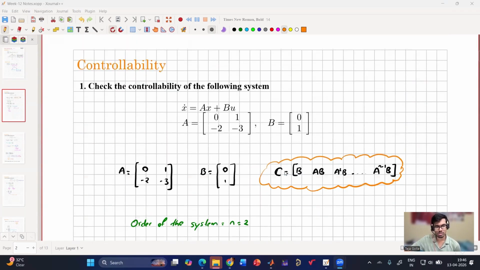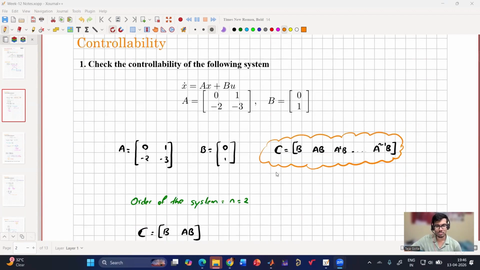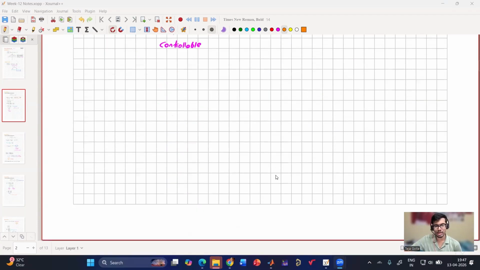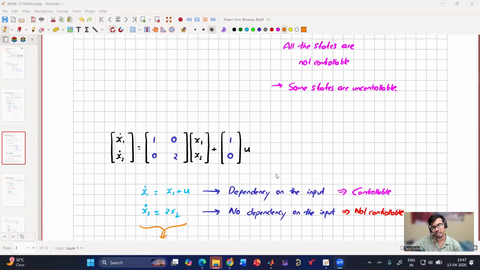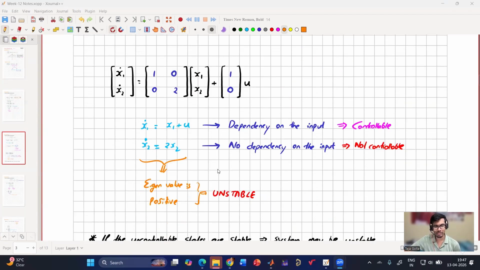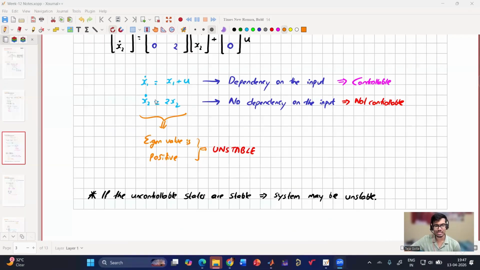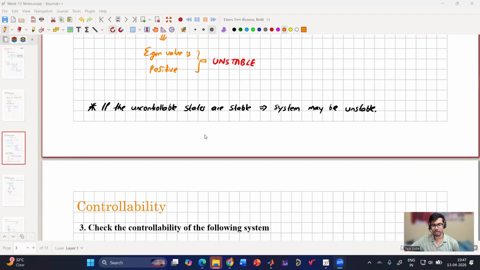So we have considered three problems, the first two being second order and the third being third order. In the first problem, we have seen the system is fully controllable, and in the second problem it is not. We have also seen how to find out which state is not controllable because there is no dependency on the input. We have also seen that this second state is unstable and will exponentially increase. So the uncontrollable system may become unstable.